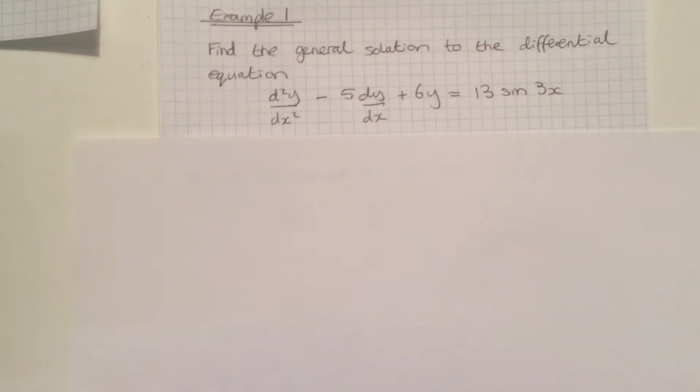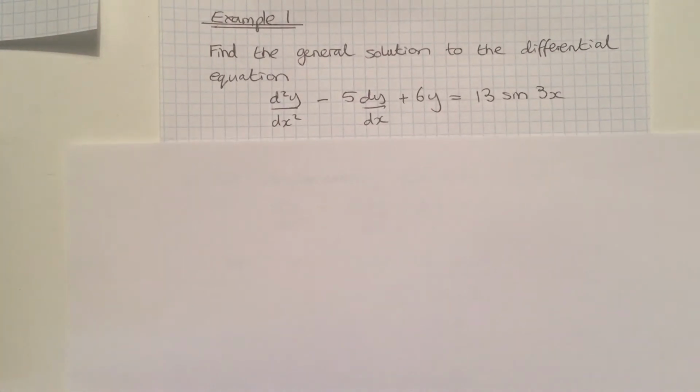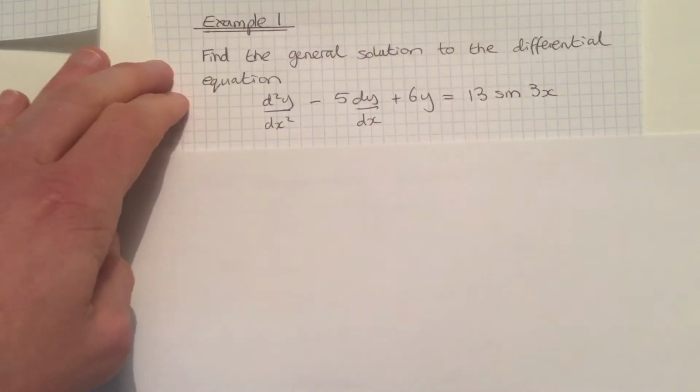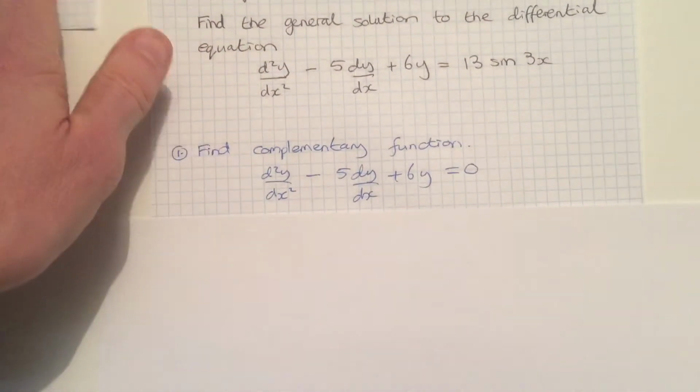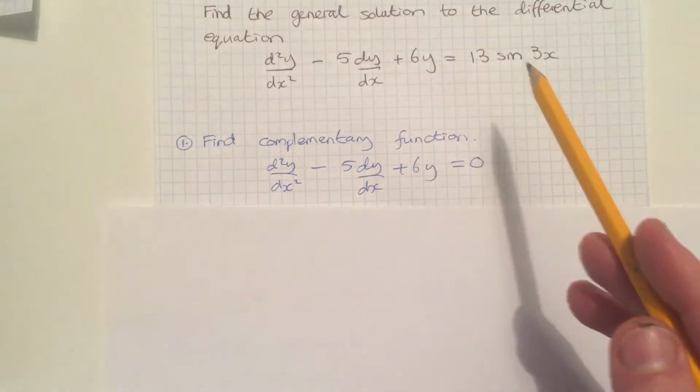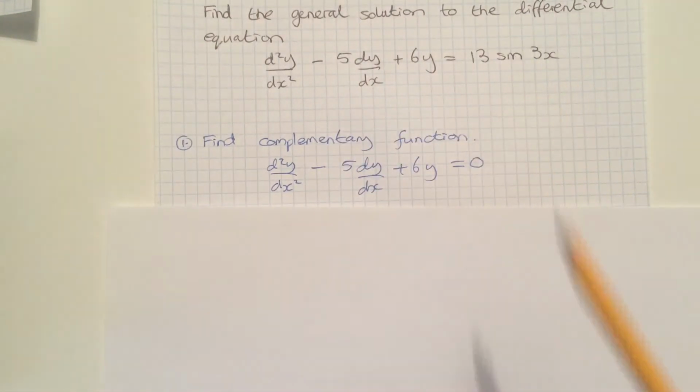So we're going to go through two examples. Example 1 looks like this. We want to solve for the general solution to that differential equation. So step 1 is doing exactly what we did last lesson in finding the complementary function. So I've just made that equal to 0 now, rather than the 13 sine 3x.